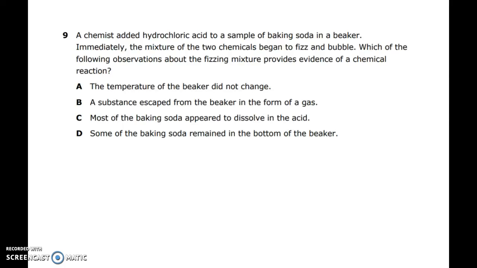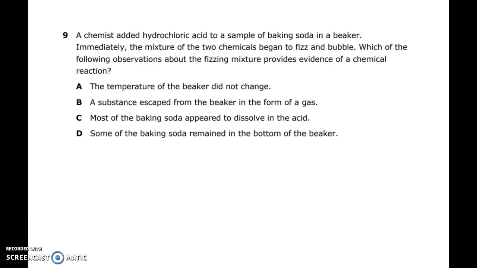9. A chemist added hydrochloric acid to a sample of baking soda in a beaker. Immediately, the mixture of the two chemicals began to fizz and bubble. Which of the following observations about the fizzing mixture provides evidence of a chemical reaction?